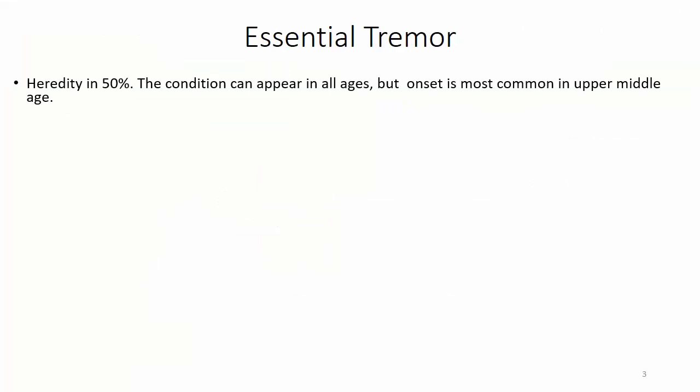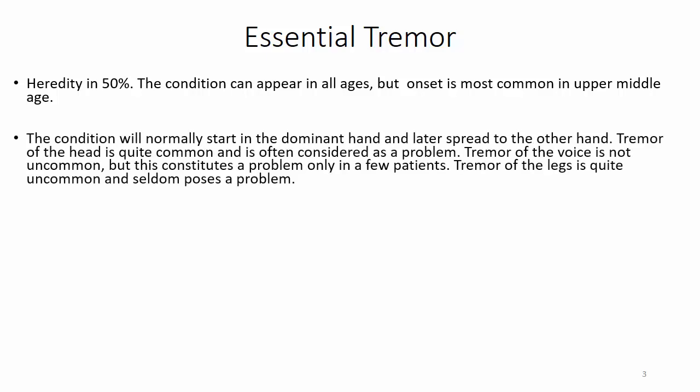Essential tremor is hereditary in about 50% of the cases. The condition can appear in all ages, but onset is most common in upper middle age. The condition will normally start in the dominant hand and later spread to the other hand. Tremor of the head is quite common and is often considered as a problem. Tremor of the voice is not uncommon, but this constitutes a problem only in a few patients. Tremor of the legs is quite uncommon and seldom poses a problem.